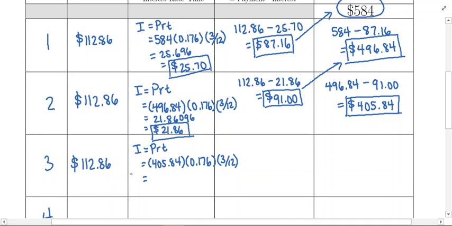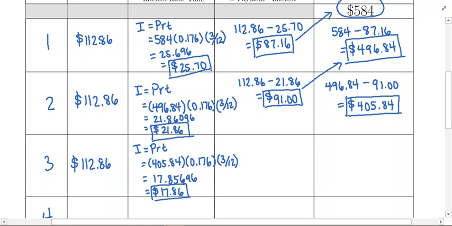So that's going to give us this amount. Oops, I got the wrong thing here. If you put it in your calculator, you'll get 17.85696. You've got to round it to the nearest cent because this is dollars and cents. So $17.86. That's how much interest has accrued since the last payment.